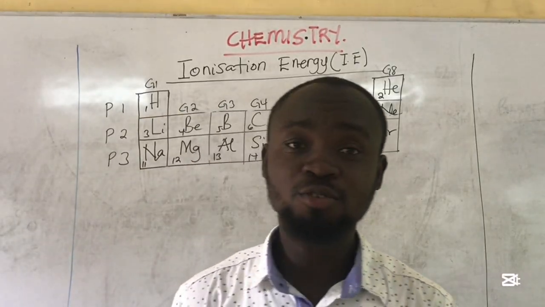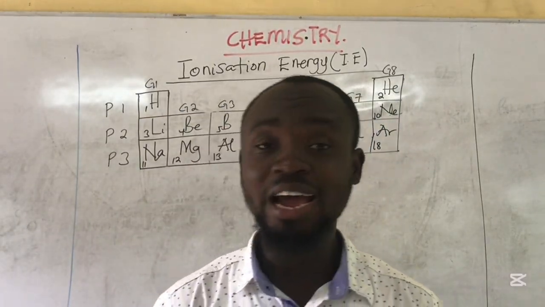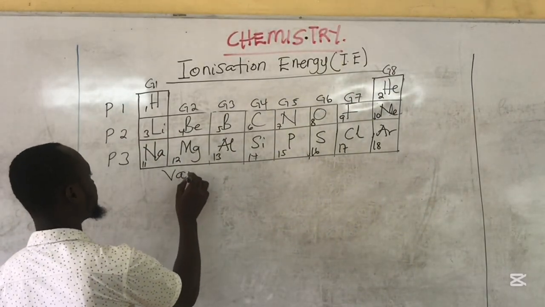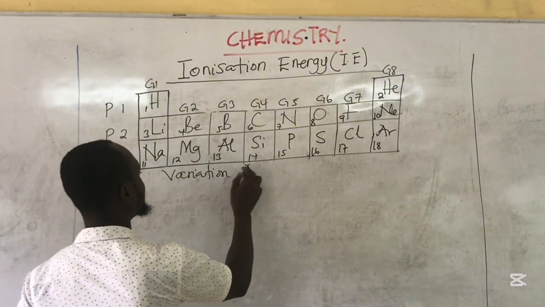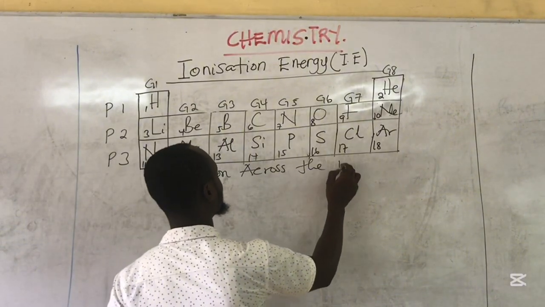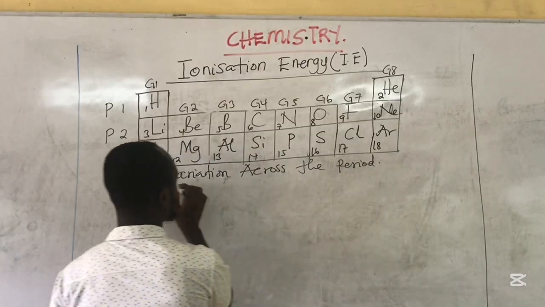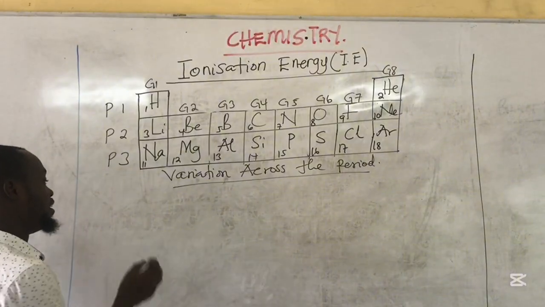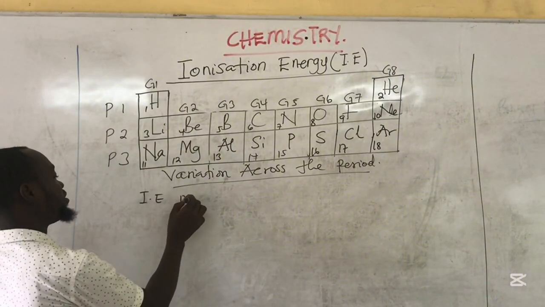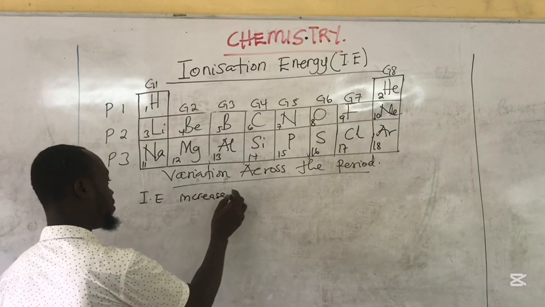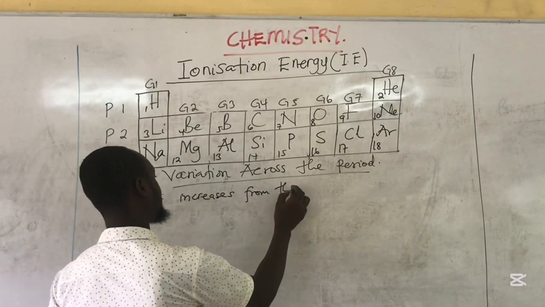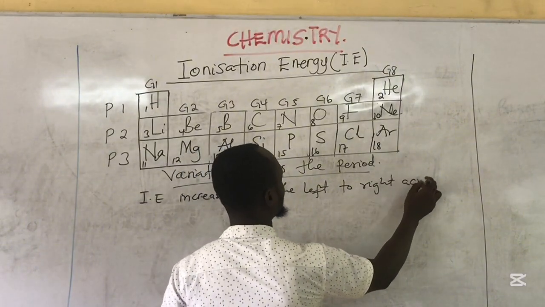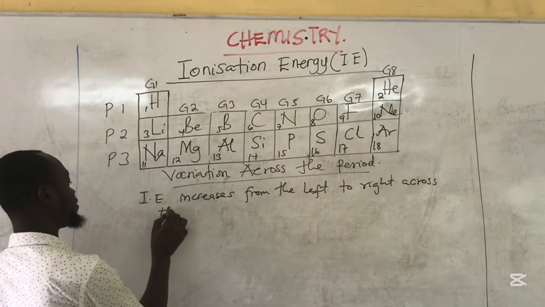All right, now let's consider variation of ionization energy across the period. Variation across the period. In a generalization, IE, or ionization energy, increases from the left to right across the period.